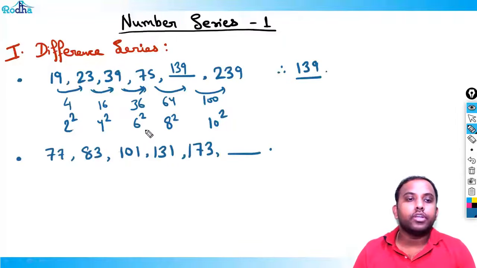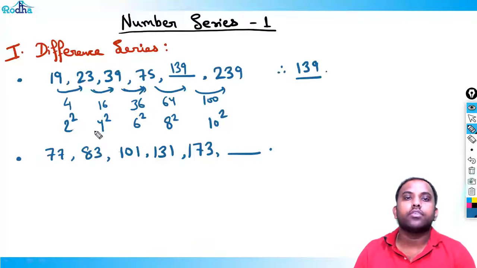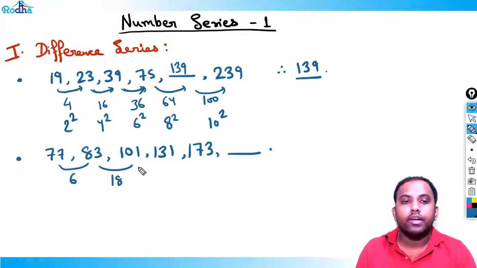This is the next question here: 77, 83, 101, 131, 173. What is the next number? Again, you can see the series is not increasing very fast, so you can go by the logic of the difference here. Difference of 6, difference of 18, difference of 30, difference of 42. If you observe here, this is basically 6 into 1.